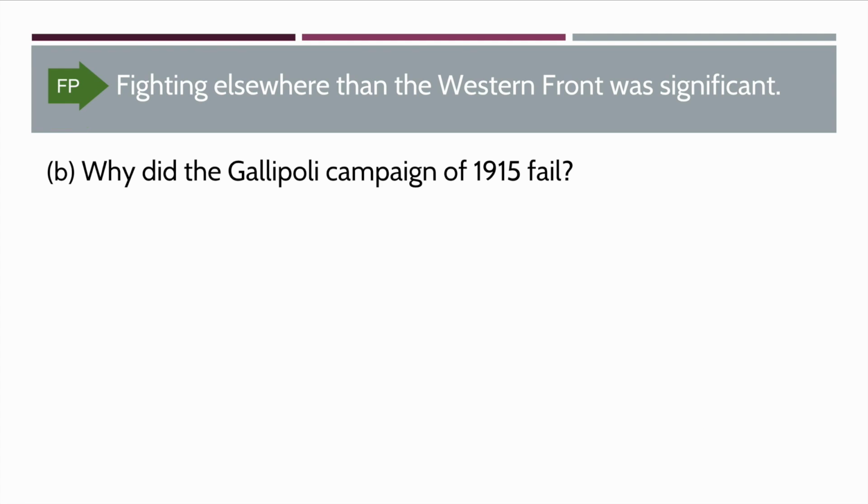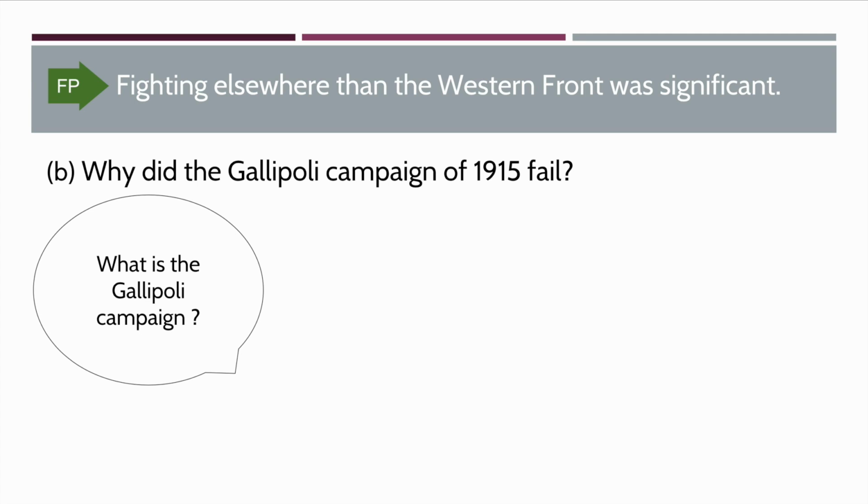Now, question B also, of course, relates to history. And once again, what I did was I went to a past paper and looked at a specific question that was asked candidates in 2015. The question that was asked was, why did the Gallipoli campaign of 1915 fail? So we're not talking about similarities and differences in this type of B question, but essentially we're talking about cause and consequence. What event occurred that caused something else to happen?